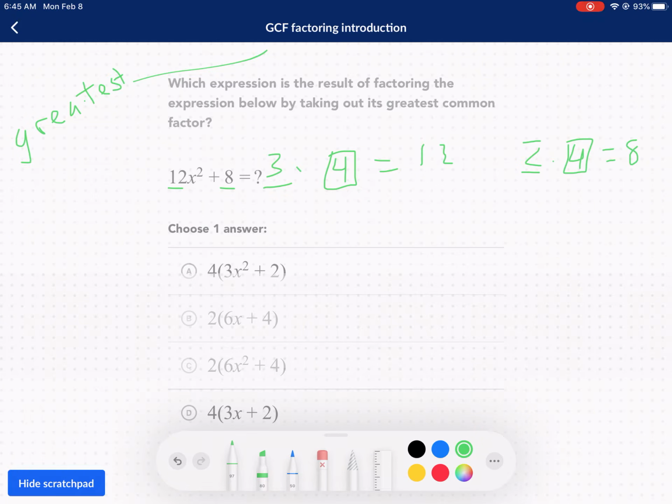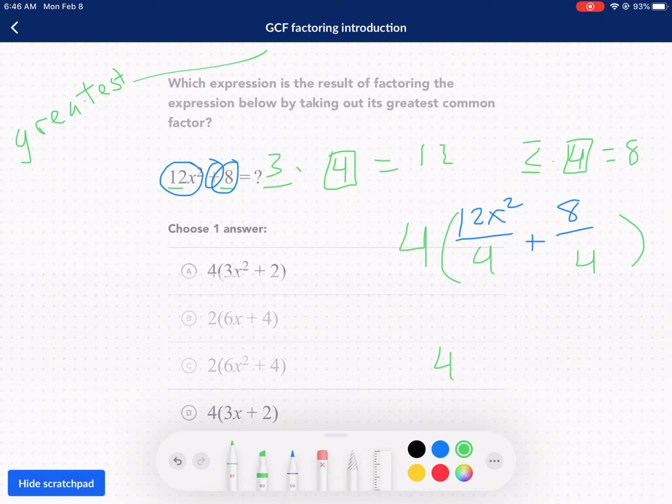Now, what happens when we take out the 4? Well, we factor out a GCF, and what's left inside? In order to figure out what's left inside, we're going to take these two terms and divide by our GCF. 12x squared divided by 4, plus, the sign stays the same. If that's a plus, then it's going to stay a plus. 8 divided by our greatest common factor, 4.